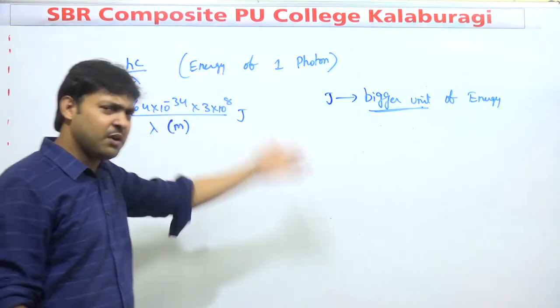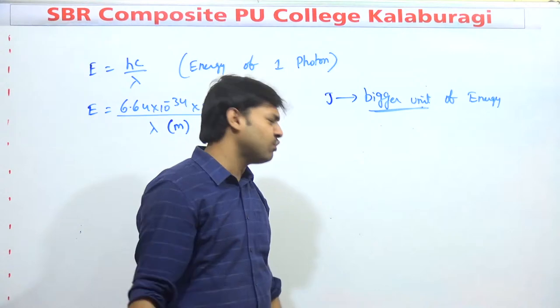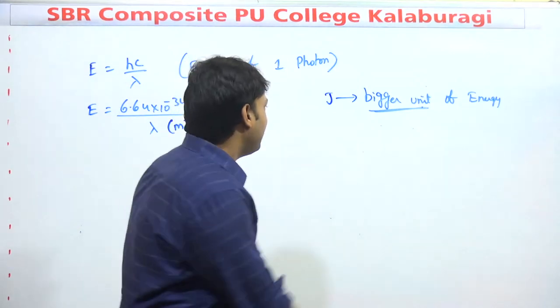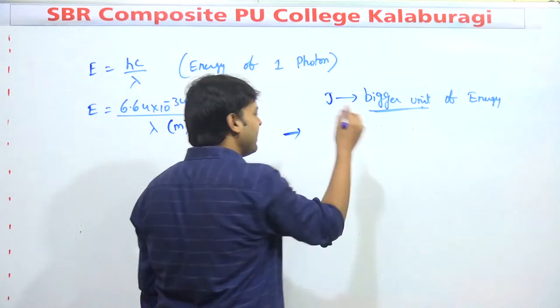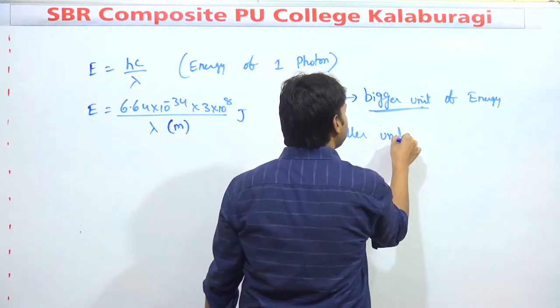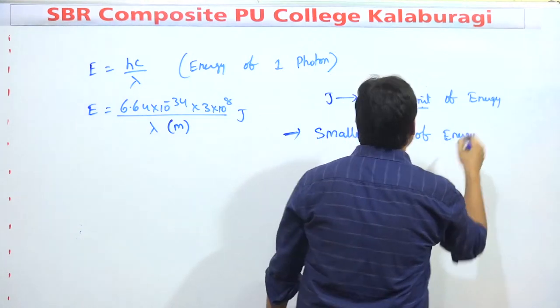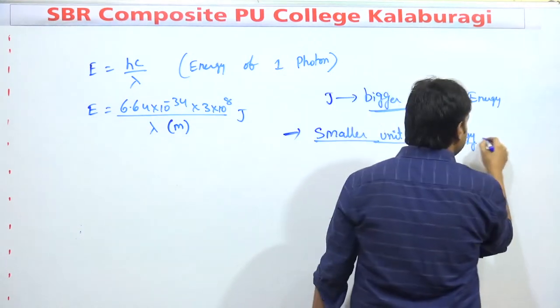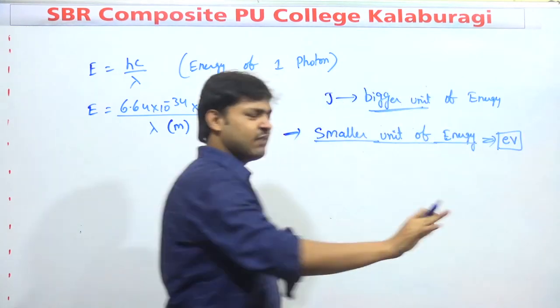It will be 10 to the power minus around 26. Minus 26. Two less. So for that, we are introducing a new unit, that is the smaller unit of energy. So what is that unit? That is nothing but electron volt. What do you mean by that? We will see, don't worry about that.